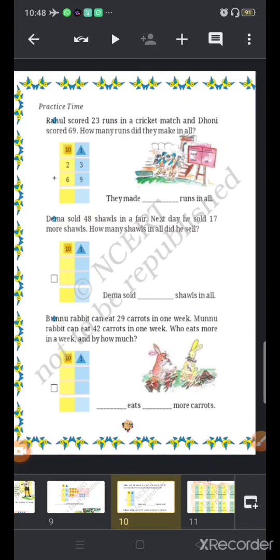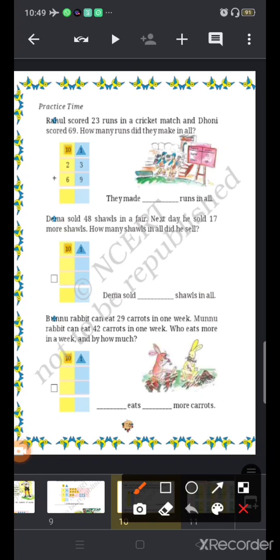Now open page number 116. Here some word problems are given. We'll solve these word problems. Okay? What is the first one? Rahul scored 23 runs in a cricket match and Dhoni scored 69. How many runs did they make in all?